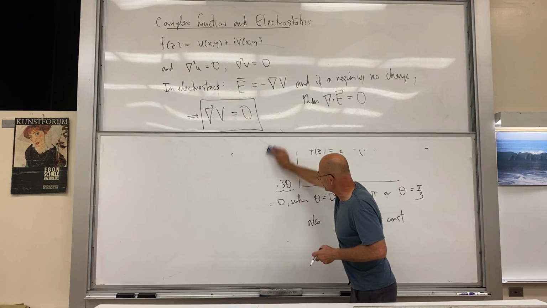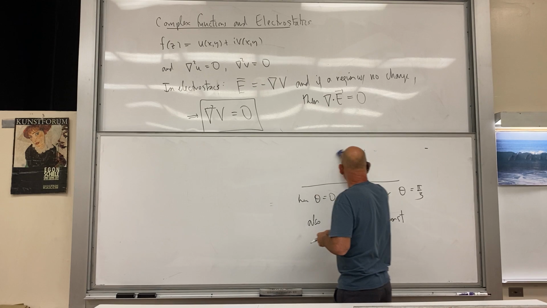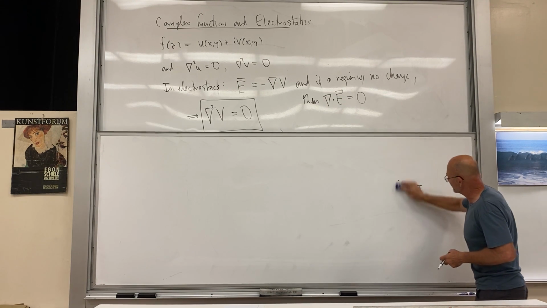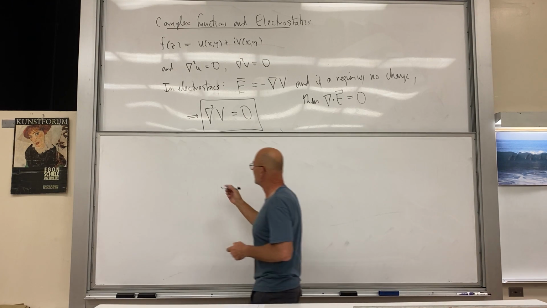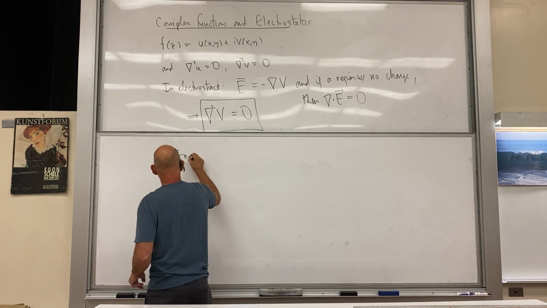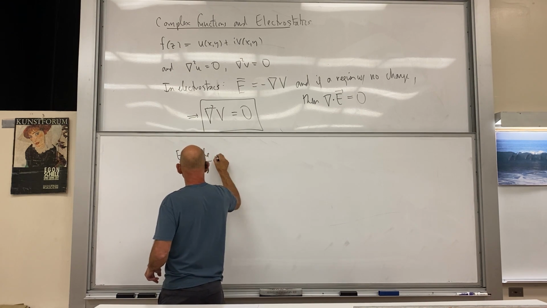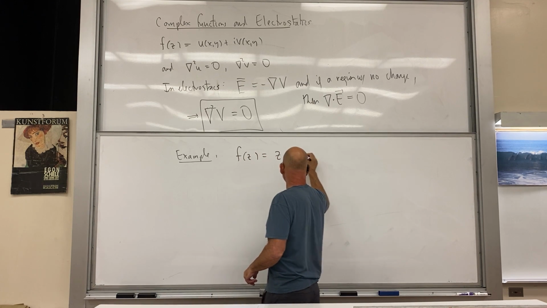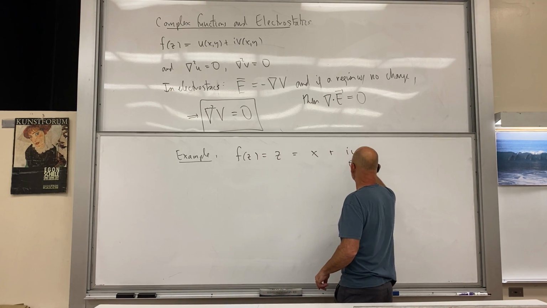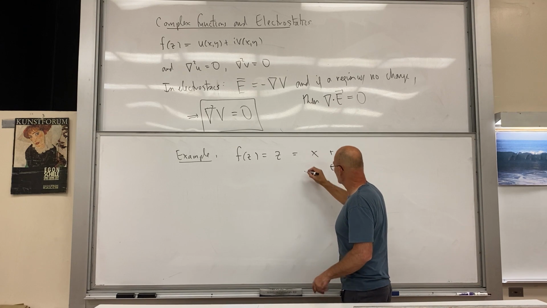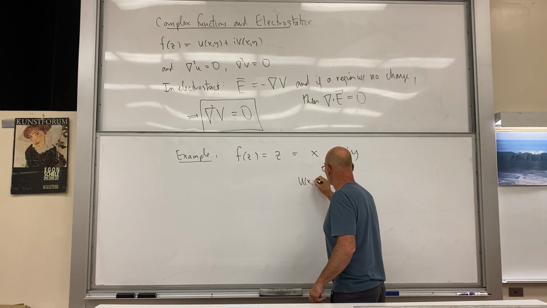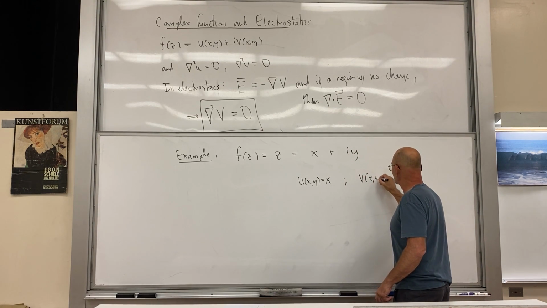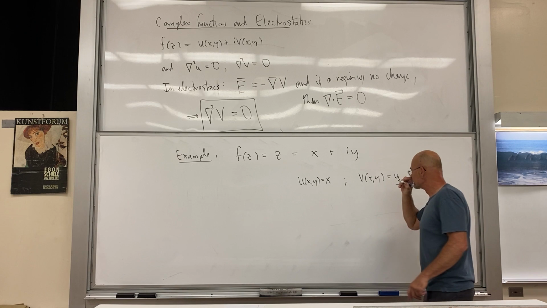So I'll do an example. I'll do the simplest example just so we see the electrical version of this. Example. And I'm just going to do f of z equals x plus i times y. So right under here, I'll say this u of x and y is equal to x. This v of x and y is equal to y.